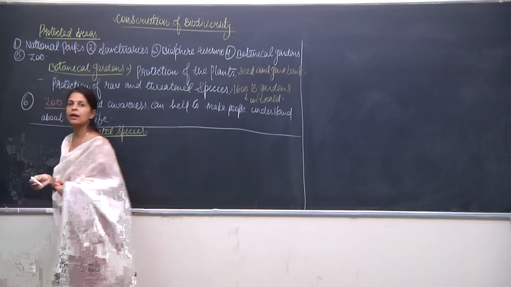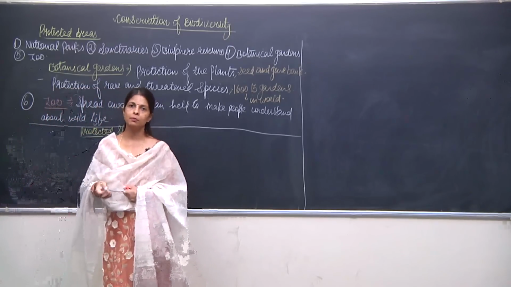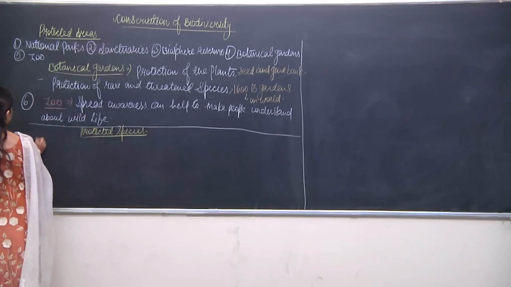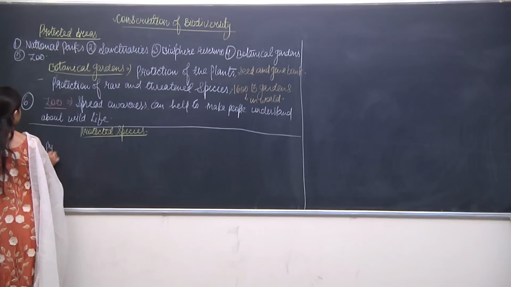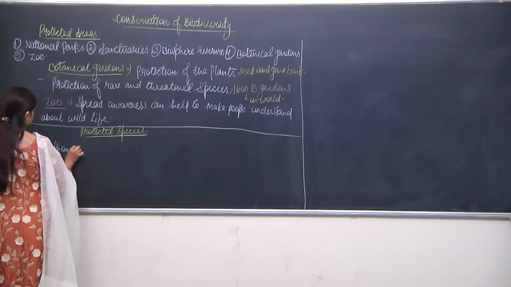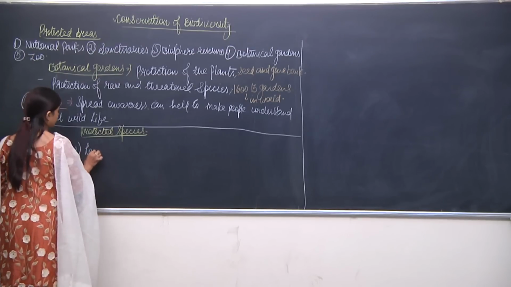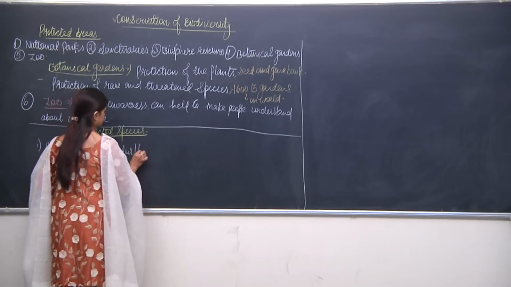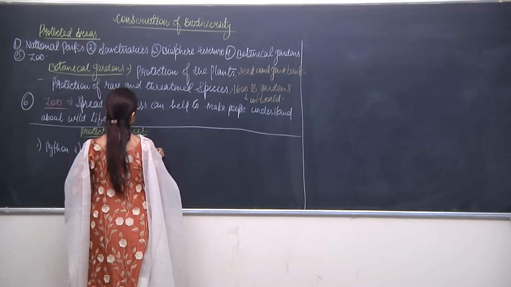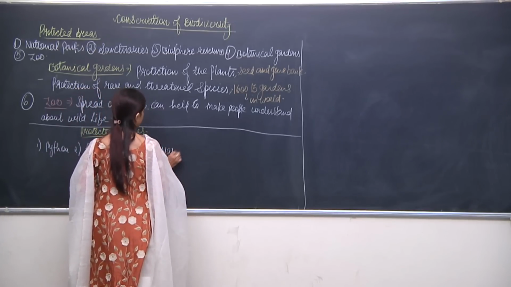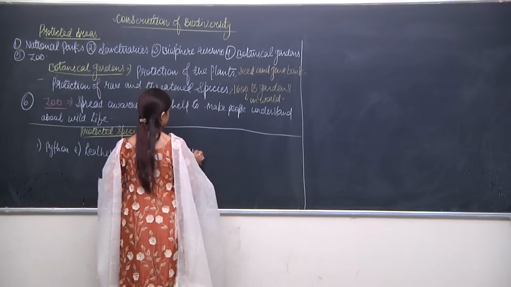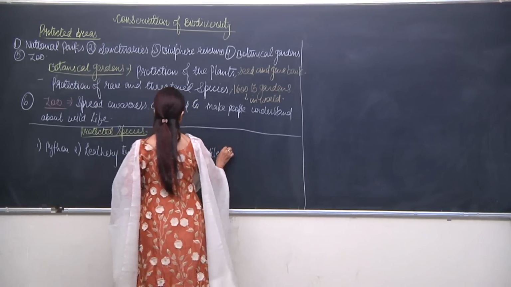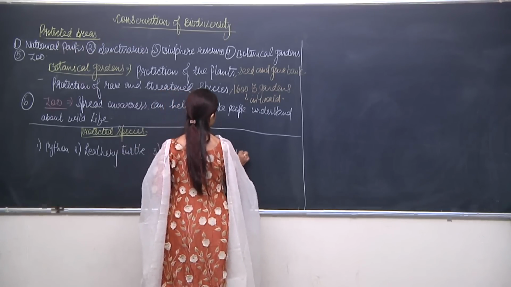You all have heard a lot about the python. Even the python is one which comes under the protected species. So python, leathery turtle, third one marsh crocodile, now the fourth one musk deer.